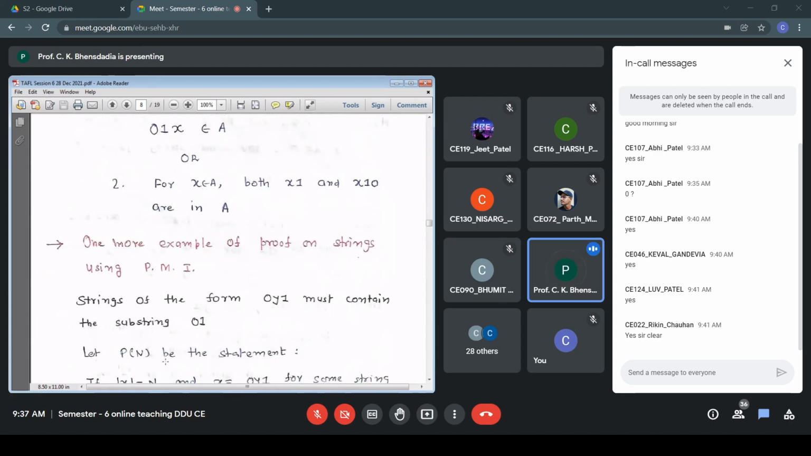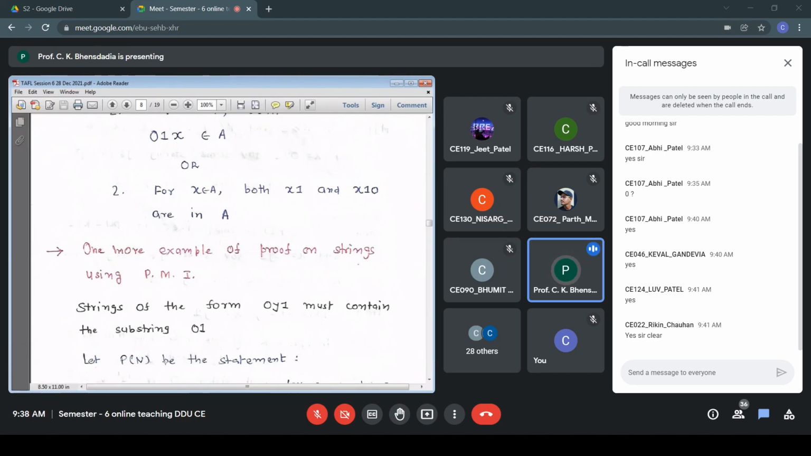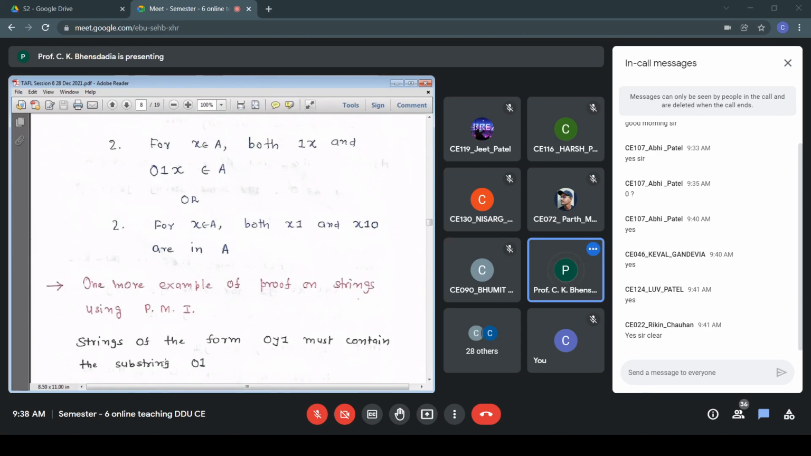go to one more proof on strings using PMI. The statement is: strings of the form 0y1 must contain the substring 01. So we are again reverting back to proof. We have seen some of the recursive definitions. In the next statement that we are going to prove using PMI, it is on strings.